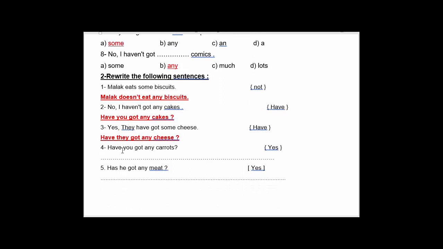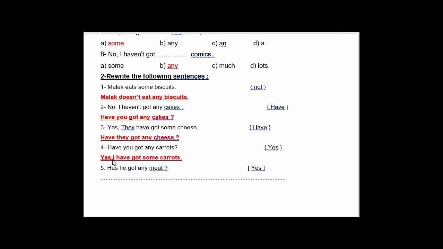Okay, number four. Have you got any carrots? Use yes. Okay, we start with yes. Yes, I have got some carrots. We will turn any to some because it's an affirmative sentence. Okay, so the answer is yes, I have got some carrots.